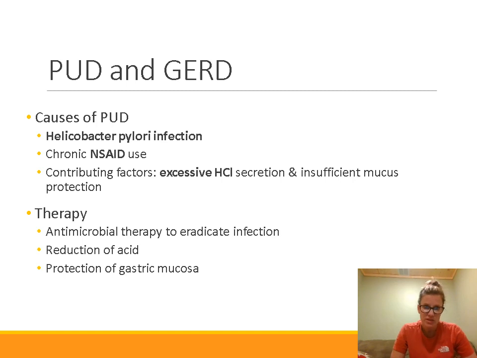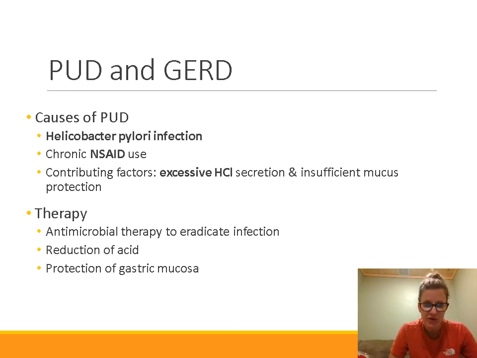Chronic NSAID use is also a common cause of ulcers. Contributing factors to peptic ulcer disease include excessive hydrochloric acid secretion and insufficient mucus protection. So we can treat peptic ulcer disease by targeting either of those things. Usually we try and decrease the amount of acid that's secreted, but we can also try and increase the amount of mucus that's there.